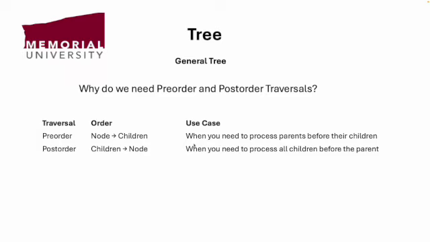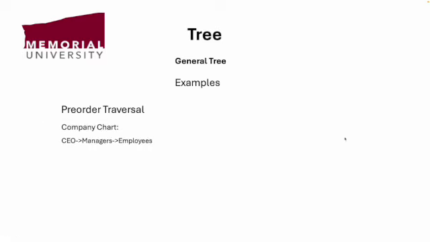Why do we need these two traversals, pre-order and post-order? The order is first from node to children, and then from children to node. They have two different use cases. Pre-order processes parents before their children. Post-order processes all the children before their parents. Family tree, company chart, right? We go from top to bottom, CEO to manager to employee.